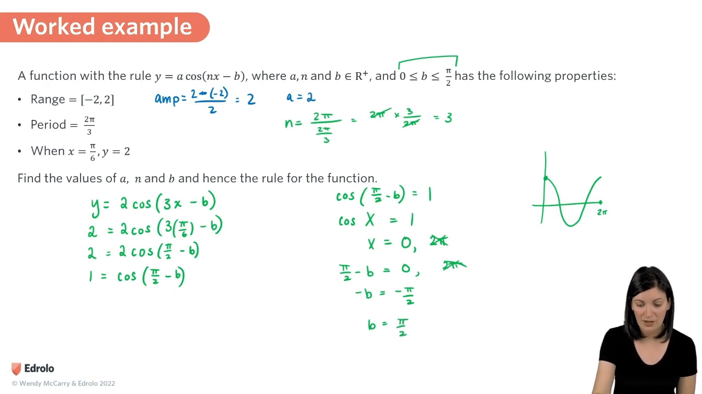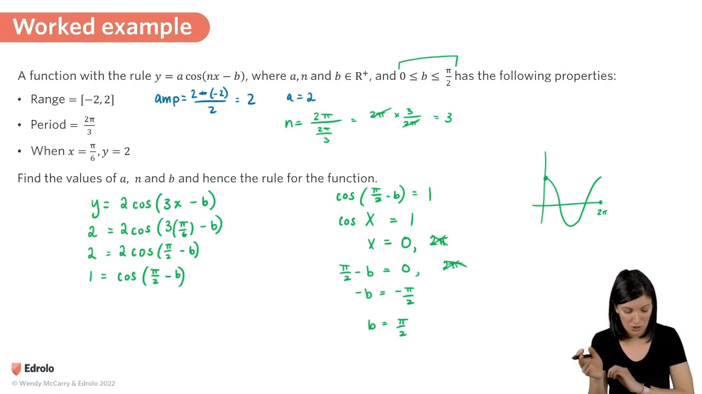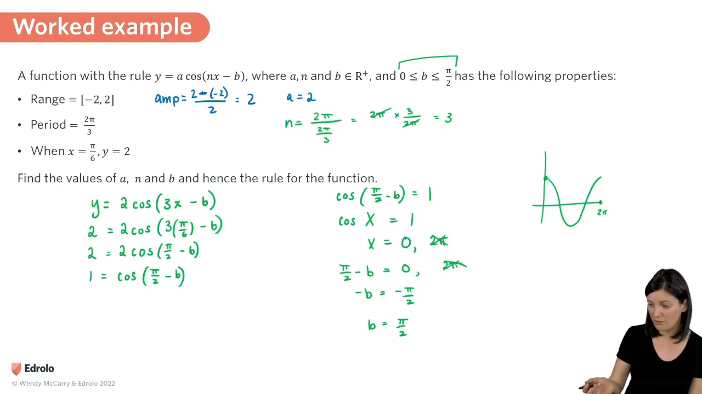Okay, and you can see here that b can be between 0 and pi on 2, including 0 and pi on 2, so that works there. Okay, so now we've got everything we need. We've got a, we've got n, we've got b. Now we can write in our final equation.